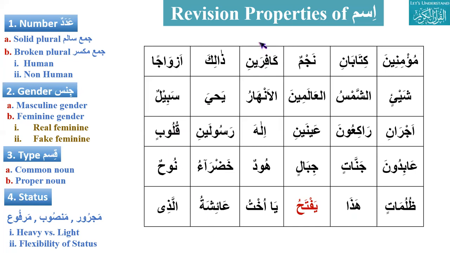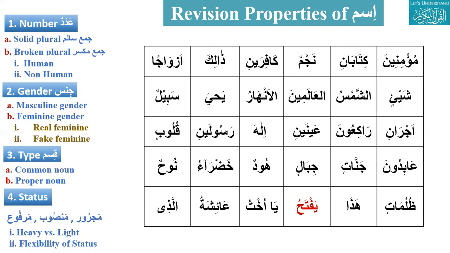So I would go to Tanjeen now. Assalamu alaikum. Tanjeen, tell me all the properties of yaftahu. I am telling you, number, gender, type, status about yaftahu. It is, I think, solid plural. Good, go ahead. Masculine. Okay. Proper noun. Okay.